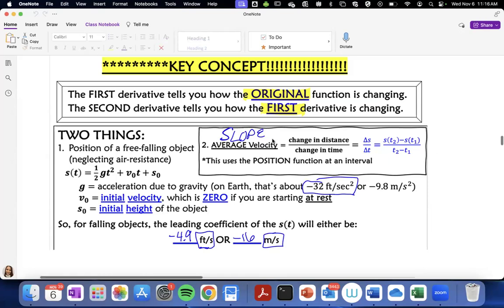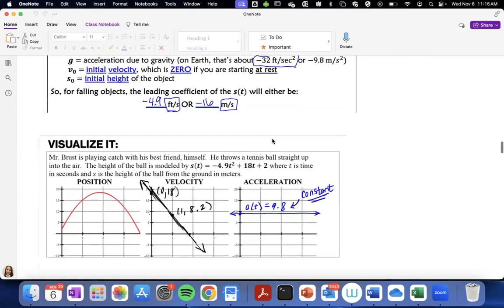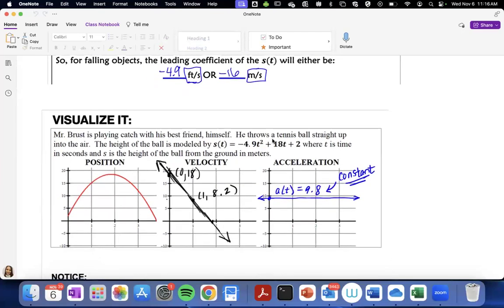All right, to visualize it: if I have a position function, which is a quadratic, it has a maximum or minimum height. And for velocity, do you remember the derivative is the slope of this line? So the velocity is going to be the slope of that line at any given point. And for acceleration, the derivative of a quadratic is linear, and then the derivative of a line is a constant.